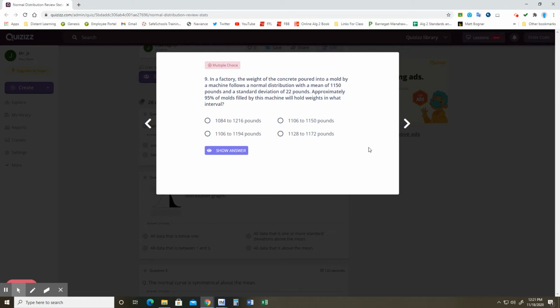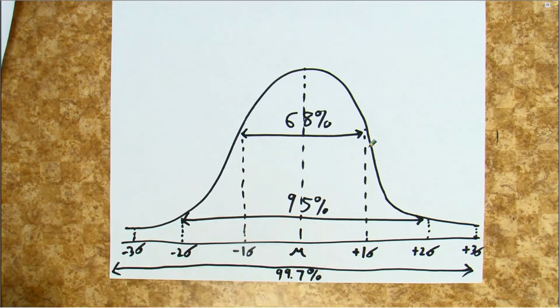Now, I want you to think about 95%. That is according to the empirical rule. That is the 68, 95, 99.7 rule, meaning that 95% of the data will fall between -2 and +2 standard deviations away from the mean.